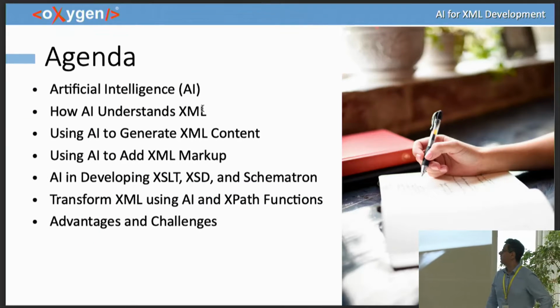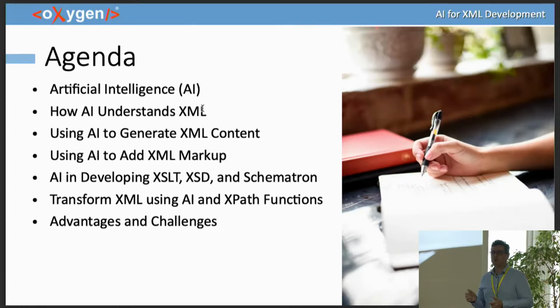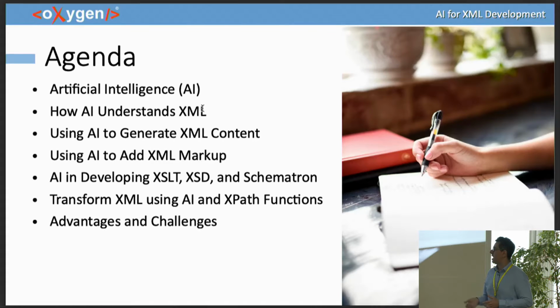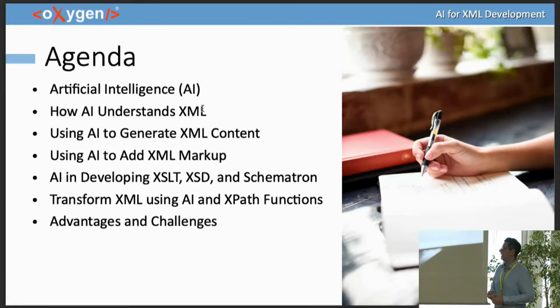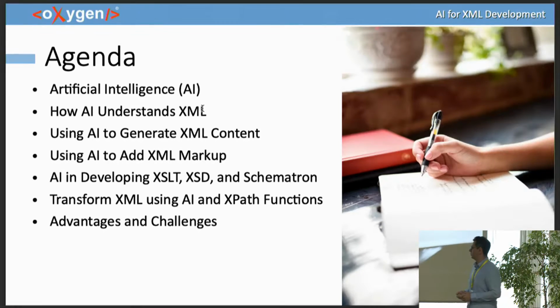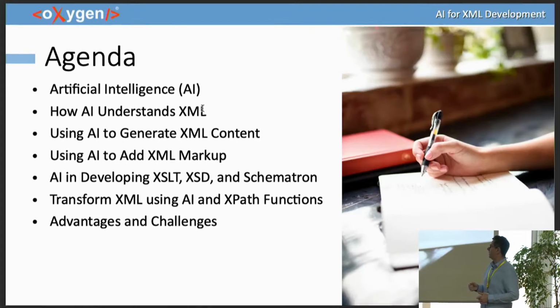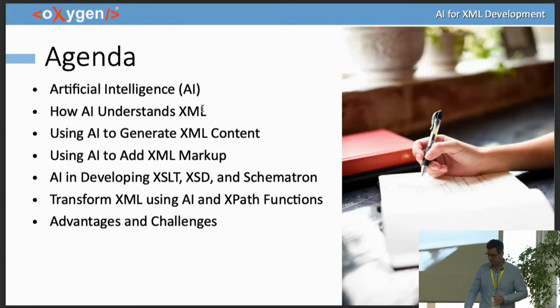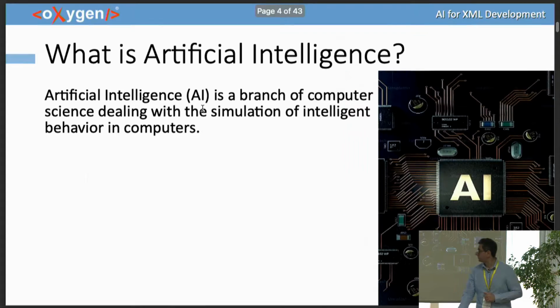So this is the agenda of the presentation. We'll discuss a little bit about what is AI and what AI does, how you can use AI for XML and how you can generate XML and how AI understands XML content. Then we'll discuss how you can generate XSD schemas or XSLT and how you can develop this type of documents, and also how you can automate all these processes using XPath functions. And of course, we'll analyze the advantages and the challenges of using it in these parts of your documents.